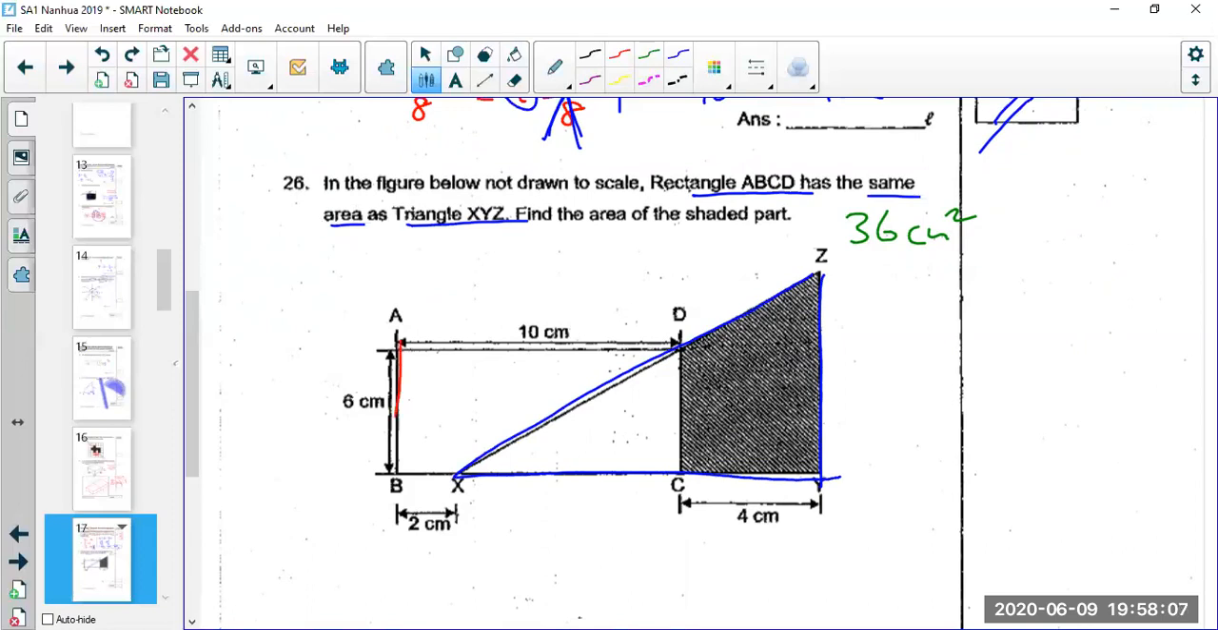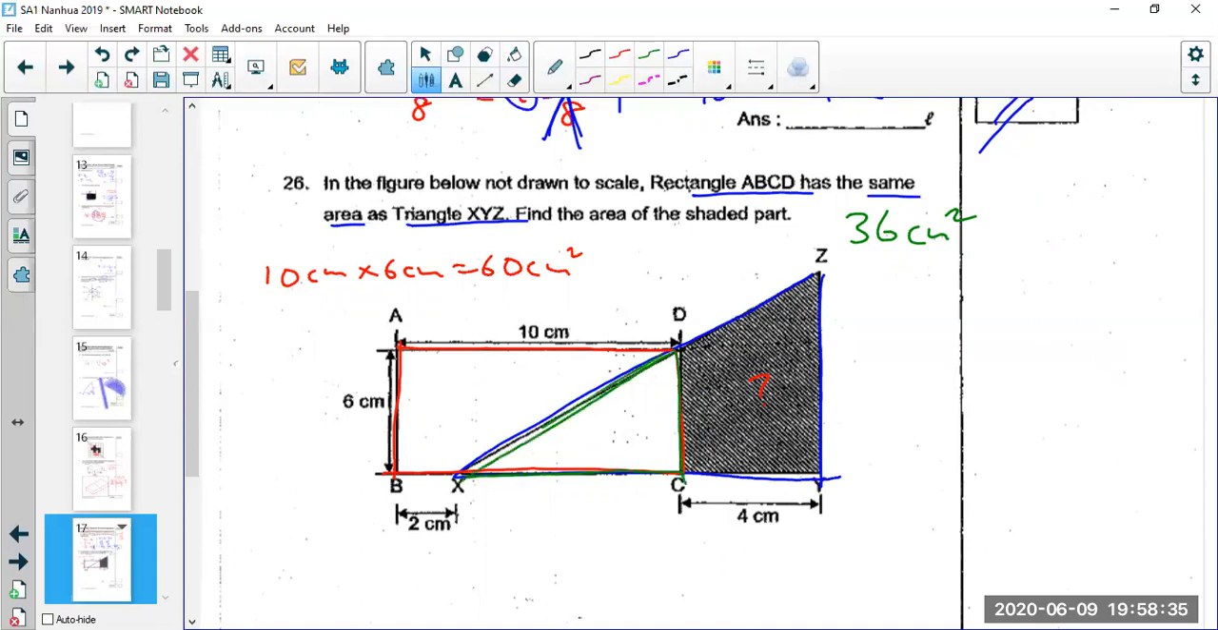So what's the rectangle area? The rectangle area is 10 times 6. Okay, 10 times 6, and you will get 60 cm squared, right? Okay, now, can you find the area of the shaded part? How to find? Well, can you find this area? To find the shaded part, can you find this triangle?